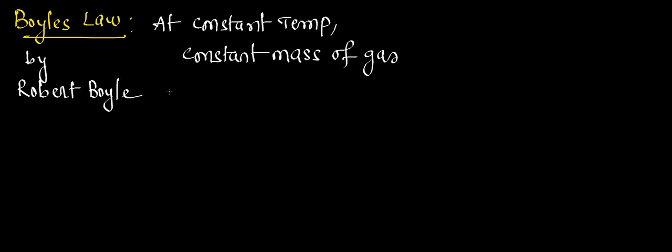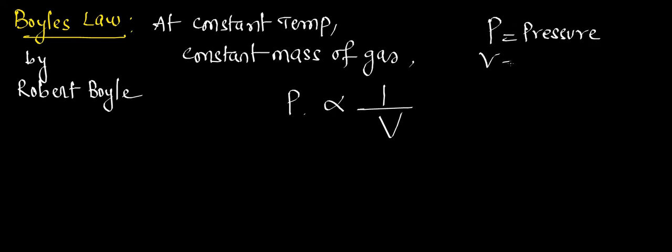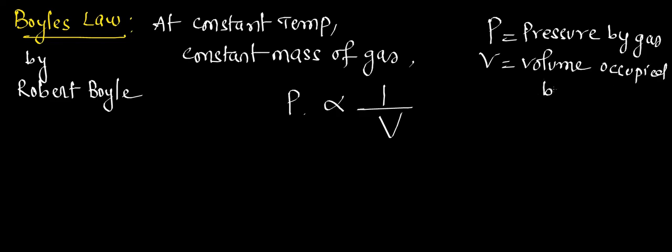So what does it say? When you keep the temperature constant and take the same mass of the gas, then what happens? The pressure of the gas is inversely proportional to the volume of the gas. P stands for pressure and V stands for volume. So the pressure exerted by the gas is inversely proportional to the volume occupied by the gas.